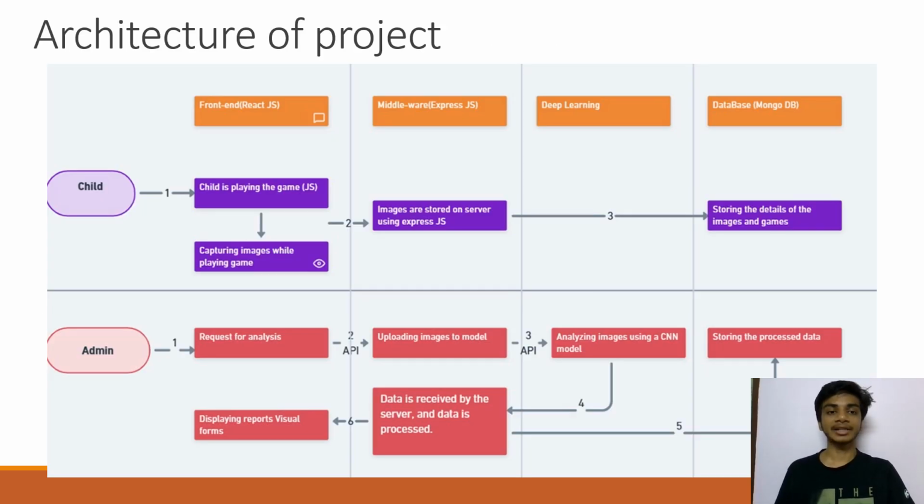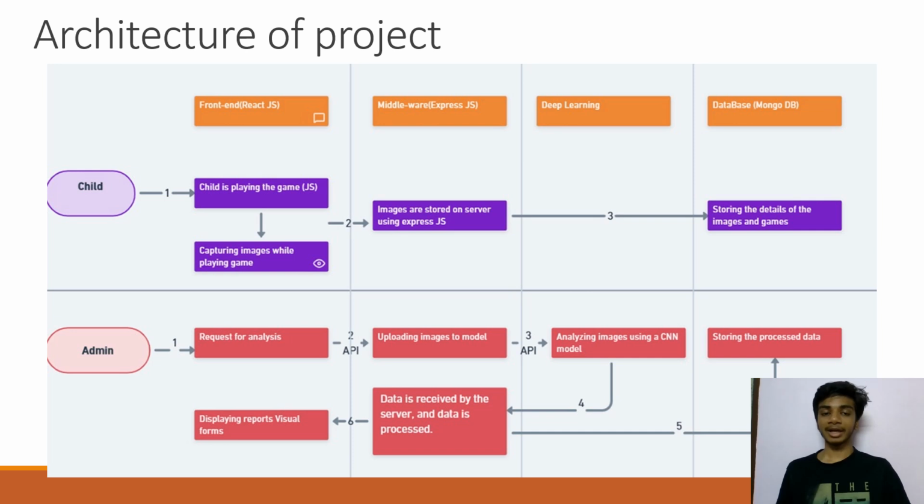This is the architecture of our project. We have two types of interfaces, the child interface and the admin interface. In the child interface, the child is playing the game and during his gameplay, we are capturing his images. After that, images are stored in the server using Express.js. We are also storing the image details and game details in MongoDB.